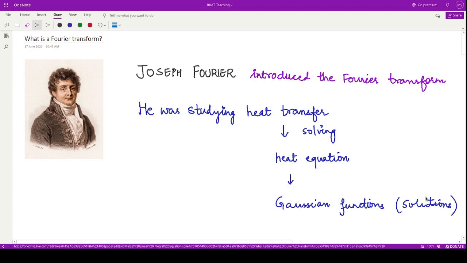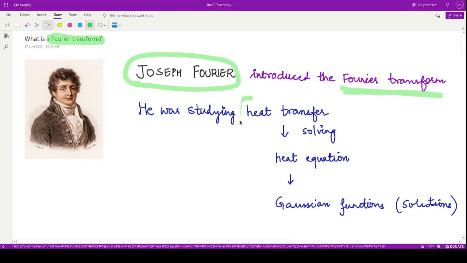In this video we shall see what is Fourier transform. So before getting to know what is Fourier transform, you should first understand why it came into existence and who gave it. Sir Joseph Fourier was the person behind this Fourier transform, that he introduced this Fourier transform. So how did he get to this Fourier transform?